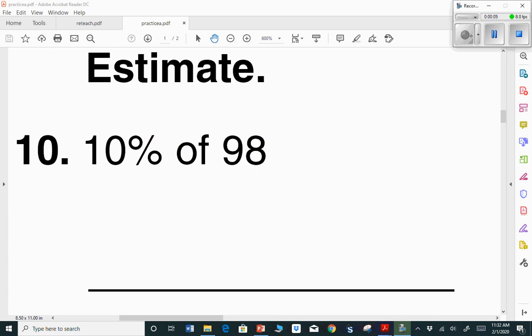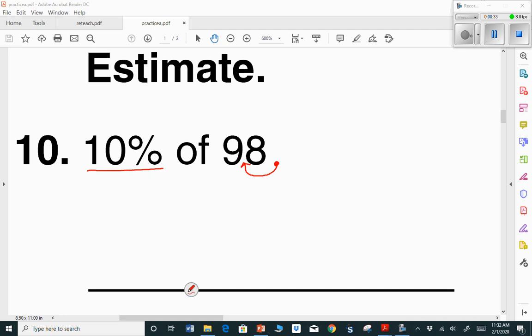All right, the easiest kind of estimating with percent is when the percent is 10%. In order to find 10% of something, all you do is move the decimal point back one place. Since there's no decimal point in 98, it is assumed to be at the end. So we're going to bump it back one place. And our actual answer here is 9.8. That's not even an estimate.